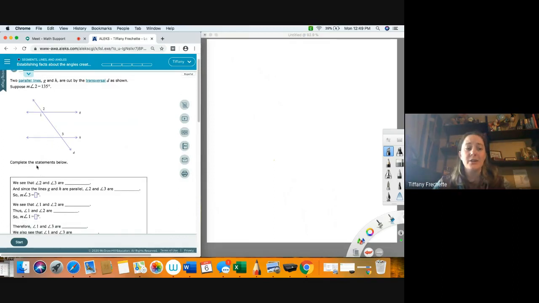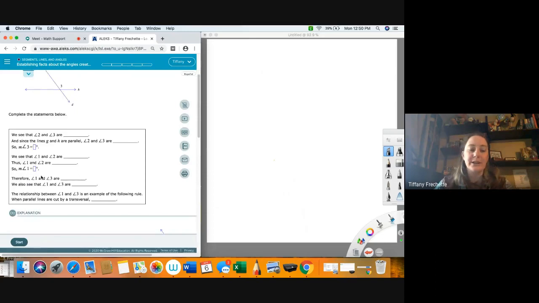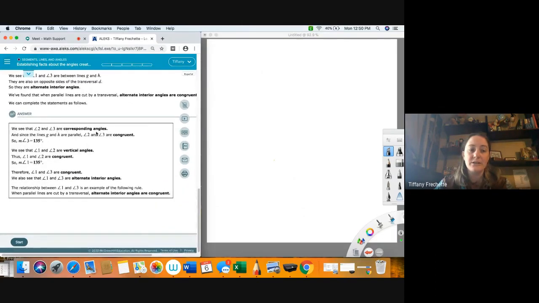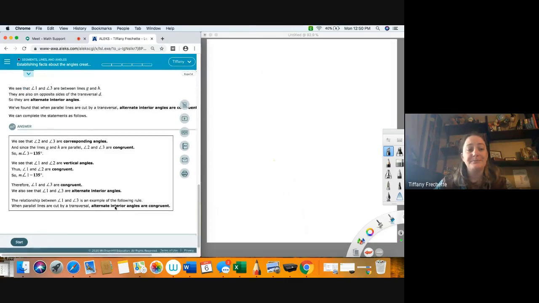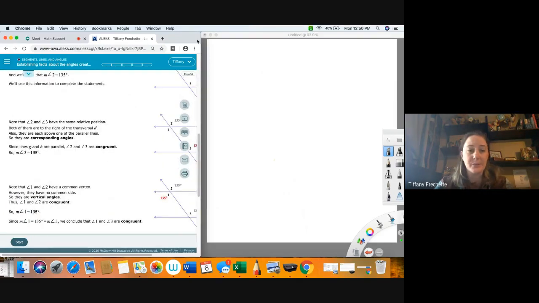All right, so complete the statements below. It says, we see angle 2 and angle 3 are blank. And since the lines G and H are parallel, angle 2 and angle 3 are blank. So the measure of angle 3 equals blank. So we're going to do a lot of fill in the blanks here. So when you get down here, all these bold words, we're going to fill these in. And that means that you need to know what all these relationships are. So I want to make sure really quick, we want to write down some relationships here.